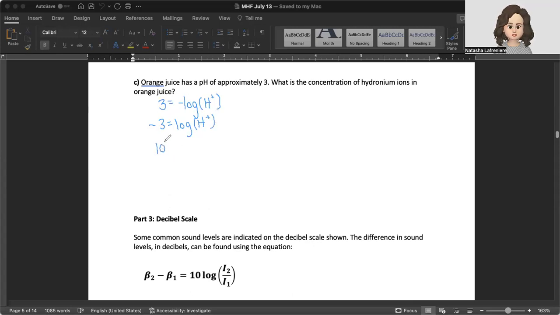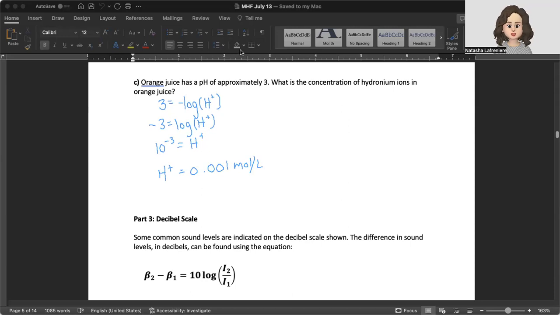which can then be 10^-3 = H plus. Okay, so our hydronium ion concentration is 0.001 moles per liter. Hopefully that makes sense. So our equation here is what is most important to remember.